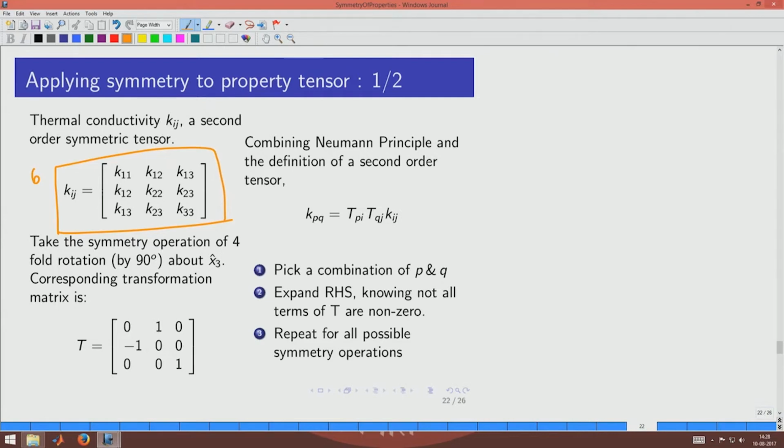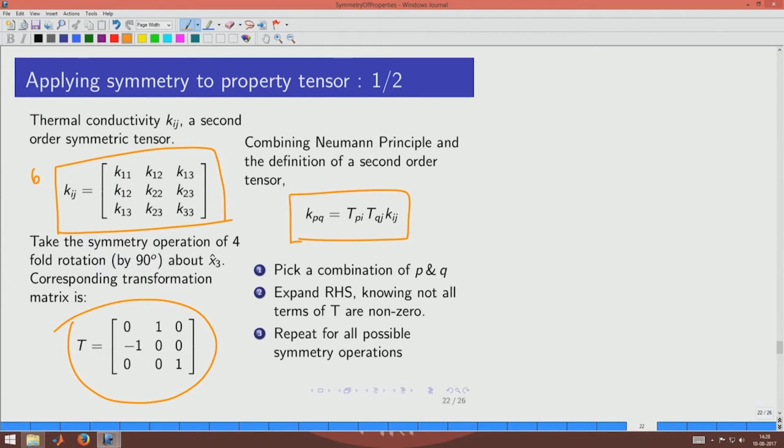Let us take a cubic crystal and the 4-fold rotation that is present in a cubic crystal. Around the x-axis you can rotate it by 90 degrees, take the transformation matrix corresponding to that, and apply it to this equation. The procedure is as follows. For each combination of P and Q, you expand the equation and look at the left hand and right hand side to see which are zeros and which are not, and then repeat it for all the possible combinations, and also for all the possible symmetry elements.